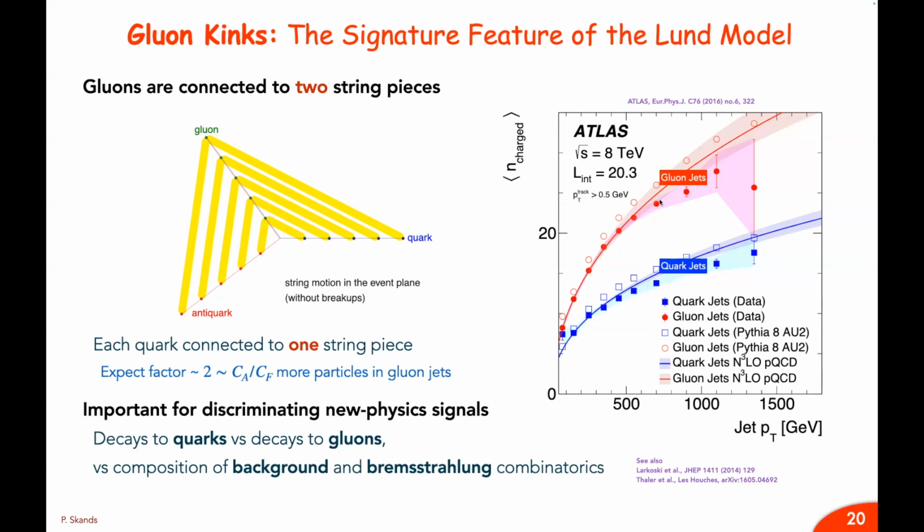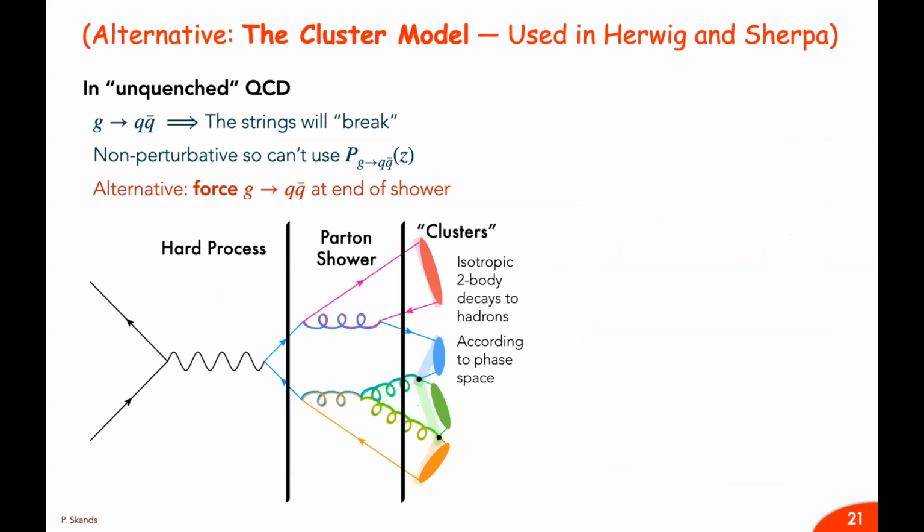And so now this is one of the challenges: after we have this qualitative agreement with the physics, what's the next step in order to really do better than that? So the cluster model is an alternative where you take the gluons at the end of the cascade and you force them to break into QQ bar pairs.